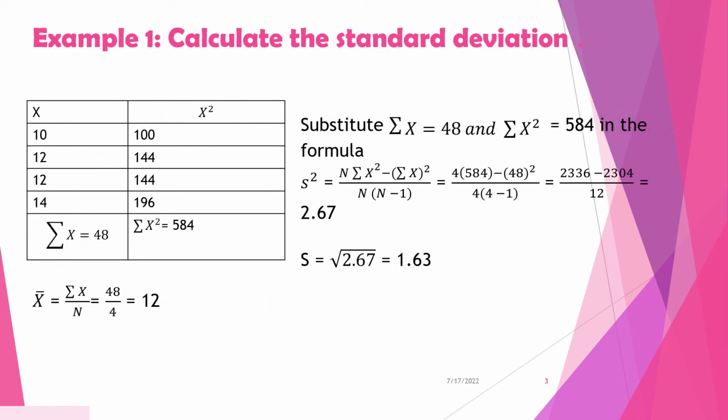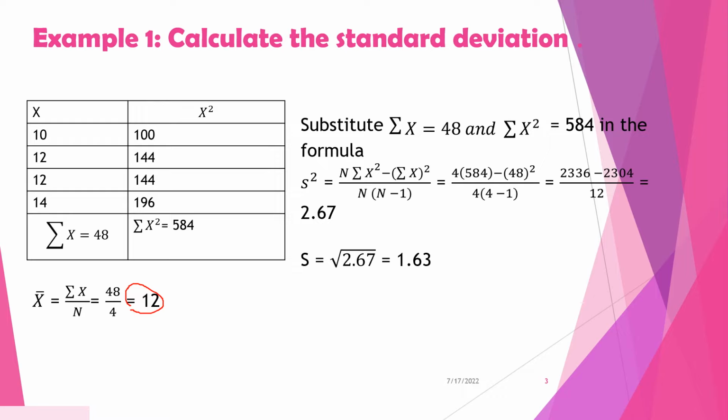Okay, let's have an example here. Example: calculate the standard deviation. We have the scores and the square of the scores. So, 10, then 10 times 10 is 100. 12 times 12 is 144. The same, 14 times 14 is 196. If you get the sum of x, it's 48. So the mean is 12, because 48 divided by 4.